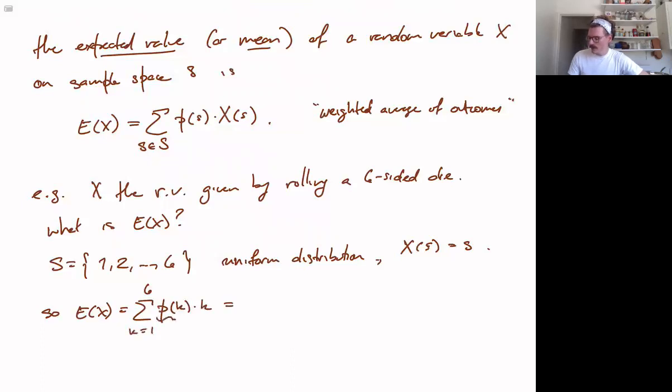And what are these probabilities? Since we have a uniform distribution, they're all just 1/6. So when we write out this sum in long form, what we get is 1/6 times 1 plus 1/6 times 2 up to 1/6 times 6. And you can see that in this case, this is literally just taking the average of all these values. And what we get is 3.5, exactly as we would expect.